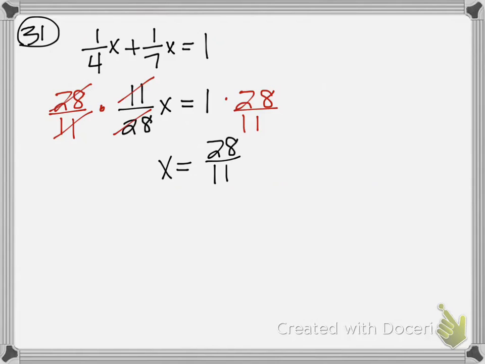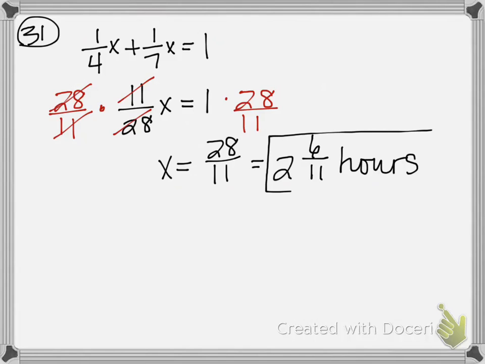Now, since this is time, we don't usually leave improper fractions when we're talking about time. So I'm going to go ahead and rewrite it into a mixed number. 11 goes into 28 two times, and we would have 6 left over, so 6/11ths. So 2 and 6/11ths hours would be our answer on 31.